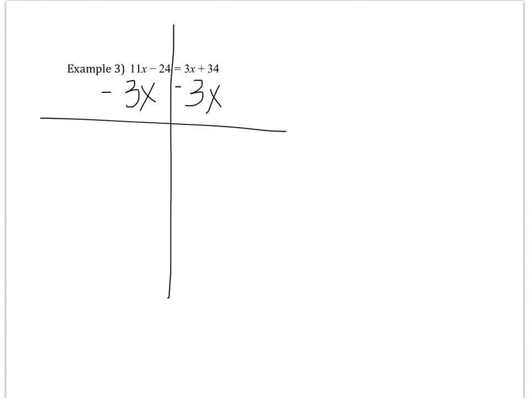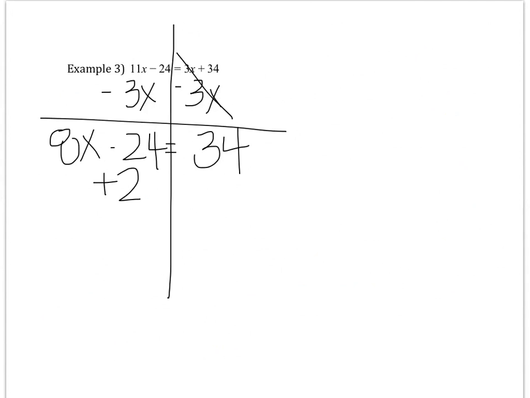I'm going to draw my line. 11x minus 3x is going to give me 8x. I'm going to bring down my minus 24. On the right side of my equal sign, 3x minus 3x cancels. I'm left with 34. Now I have 8x minus 24 equals 34. In order to get my variable alone, I have to move minus 24 first. The opposite of subtraction, the inverse, is addition. I'm going to add 24 not only to the left side, but to the right side.